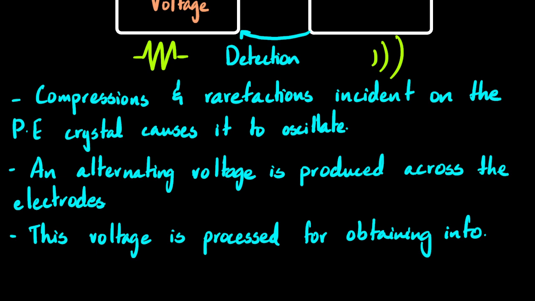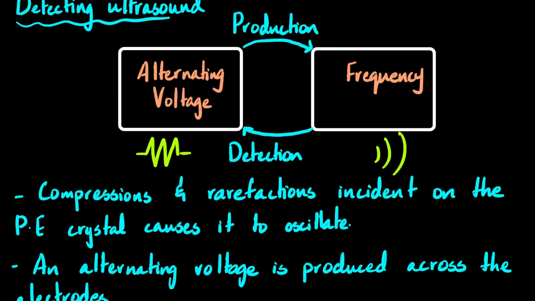this is how the detection part of the ultrasound waves works. So you're using the same piezoelectric crystal. For the production, you are using the application of an alternating voltage to produce a frequency of waves which correspond to the ultrasound region. And similarly, when the ultrasound waves of a certain frequency are incident on the piezoelectric crystal, that produces an alternating voltage.